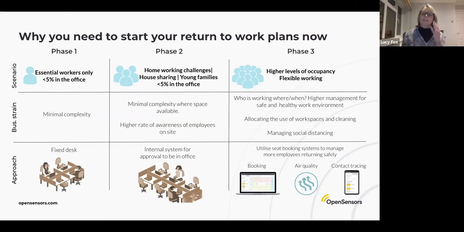Phase two, similarly with those people that were struggling to work from home. Now, it could have been technical issues, struggling with Wi-Fi or unable to access certain files or certain elements, or it was becoming very slow and cumbersome. But on top of that, there was also the home working challenges. Those may be in house shares or those with young families that were struggling to be able to work from home at all times. Again, minimal complexities really, because it was still a very small amount of people coming into the office. And again, there was still plenty of space. Again, the same rules apply as for phase one. You have a fixed desk area, there's social distance measures in place. It is your desk when you go in. Therefore, it could be managed very, very easily.